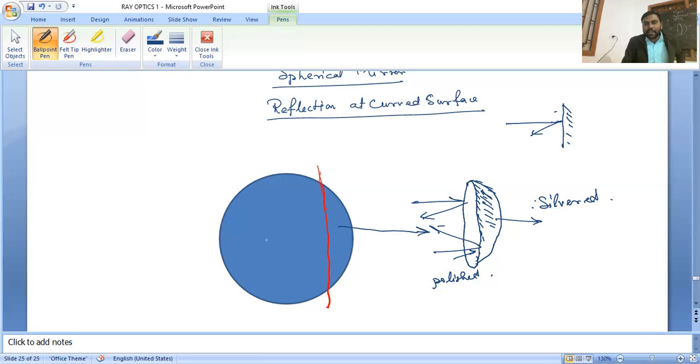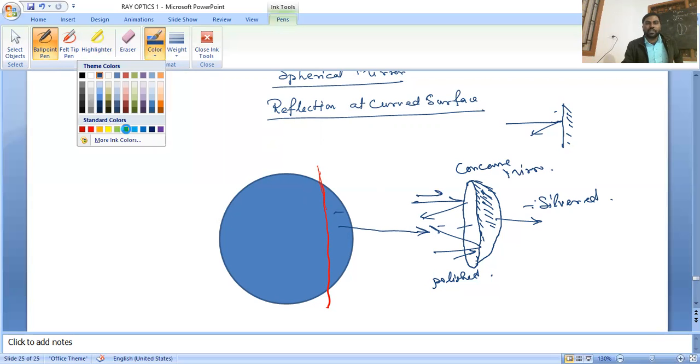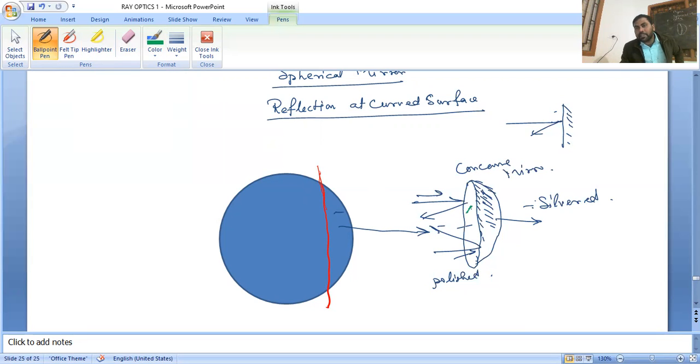If we cut a part of this, it will look like this. If this surface is silvered and this surface is polished, it will behave as a concave mirror. I am using a different color. If the inner surface is silvered and the outer surface is polished, with rays coming like this and going like this, it will behave as a convex mirror. We will explain these two different parts.